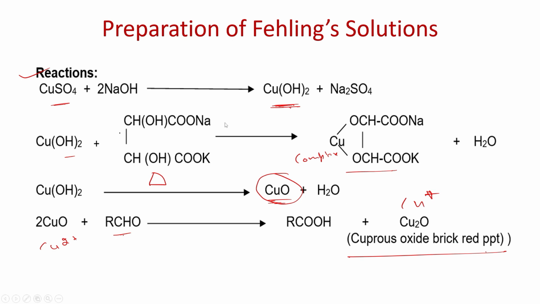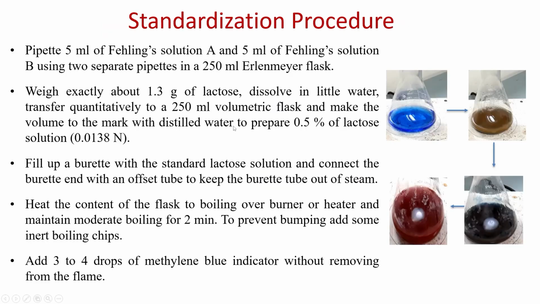Okay, so now let's see step by step how to standardize the Fehling solution. You pipette 5 ml of Fehling solution A and 5 ml of Fehling solution B, using two separate pipettes, into a 250 ml earthenware flask. So you have pipetted 5 ml of Fehling solution A and 5 ml of solution B using two separate pipettes into a 250 ml earthenware flask.